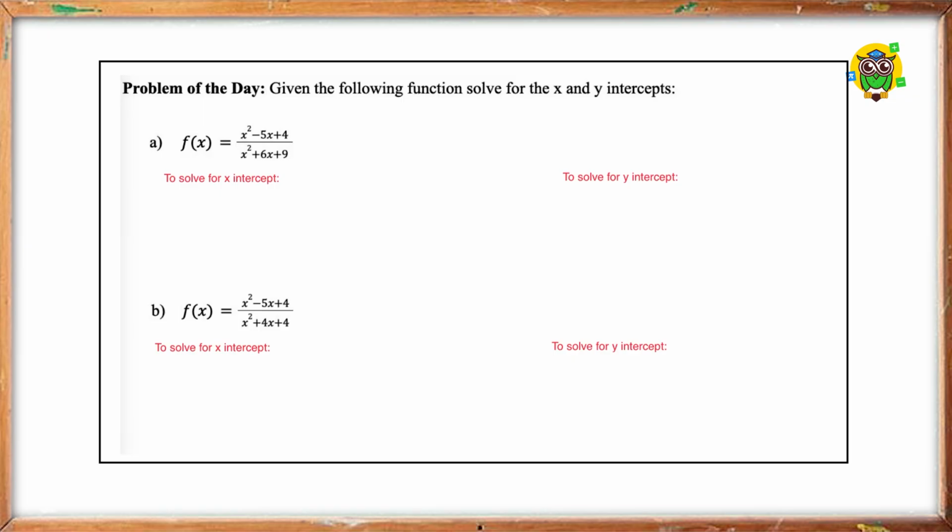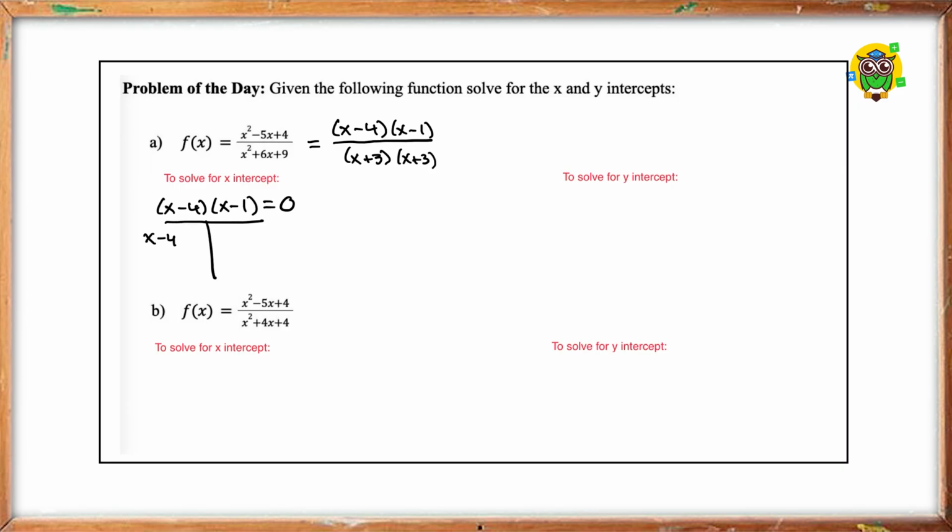So we have f of x is equal to x minus 4 times x minus 1 in our numerator over x plus 3 times x plus 3. Now that we've factored, we can move into solving for our x-intercept, where we will set our numerator, x minus 4 times x minus 1, equal to 0. We're going to solve for both x's.